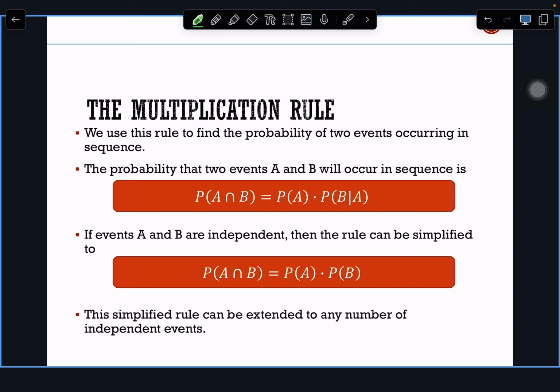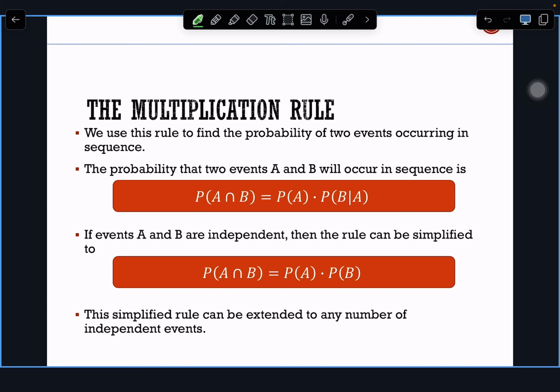Yes, terbalik, or rearranging. Because previously we have P(A given B) equals P(A intersect B) divided by P(B). So what happens if you rearrange? So we will have this one, correct? No, because this one is not P(A given B). This one is P(B given A).